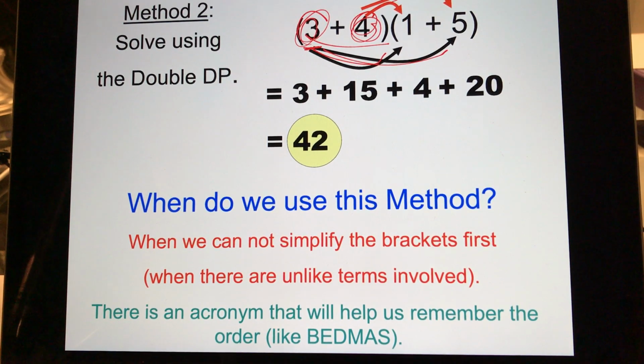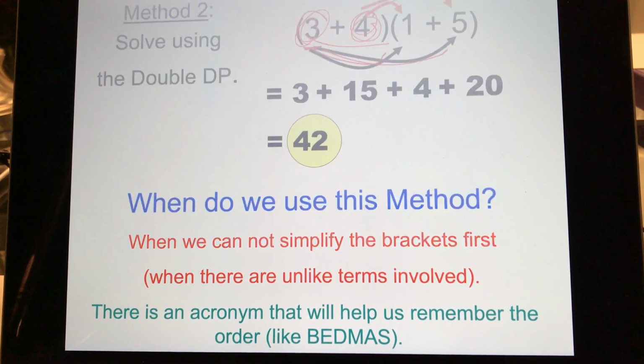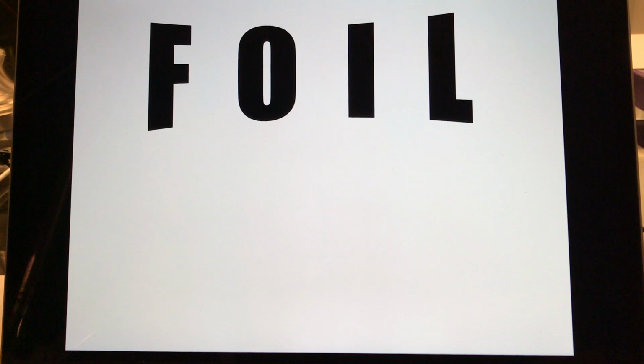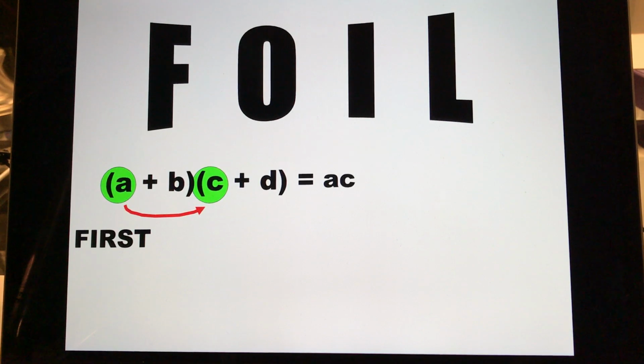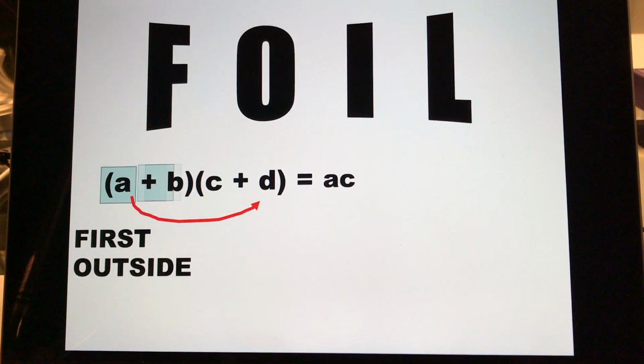Now, when do we use this method? It's the same idea. When we cannot simplify the brackets first, that's when there are unlike terms involved in the brackets. Now, there's actually an acronym that's going to help us remember this double distributive property. And that acronym is FOIL. And here's what it stands for. If I have the product of two binomials, the F stands for first. I multiply the first things together, so AC. The O stands for outside. I multiply the outside terms, so AD.